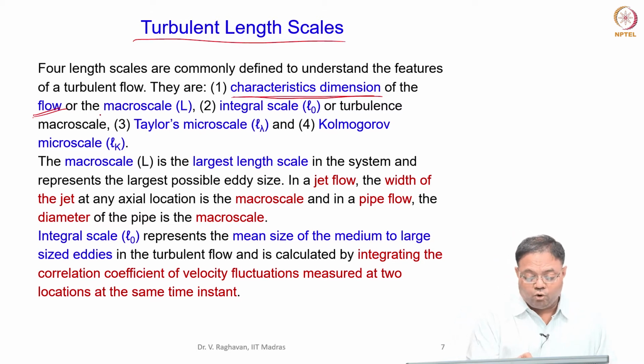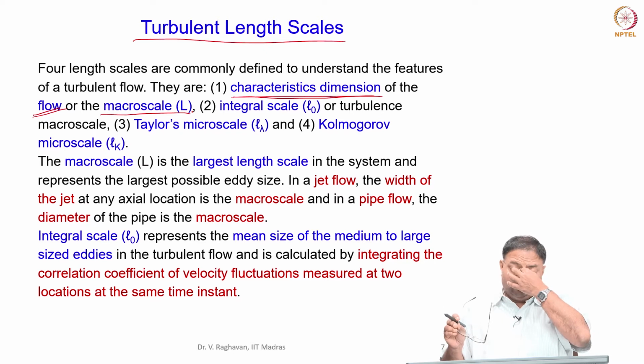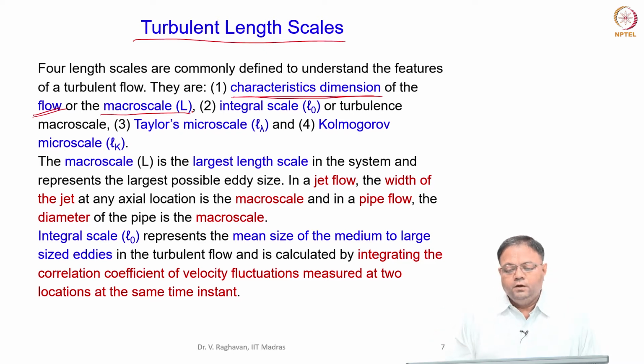We just call it the macro scale, capital L. That will be the characteristic dimension of the particular flow. It may be internal flow, external flow, anything. The characteristic dimension associated with that is called the macro scale. The next 3 are turbulent scales, which will basically depend on the turbulence intensity and other things.